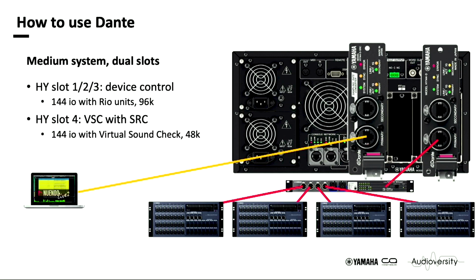Of course, if you have a PM7, you have just 3 card slots, so you use HY card 3 for your virtual sound check in a PM7.